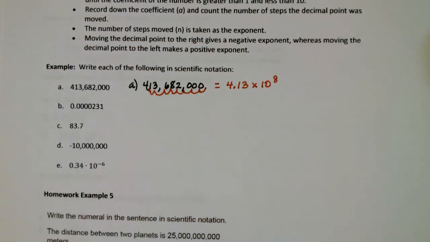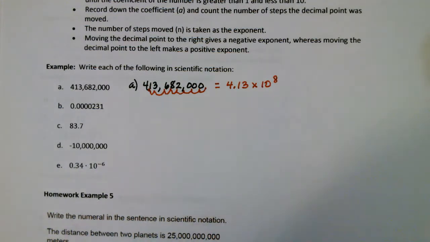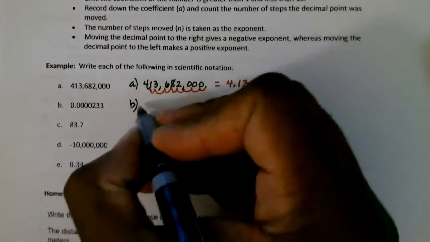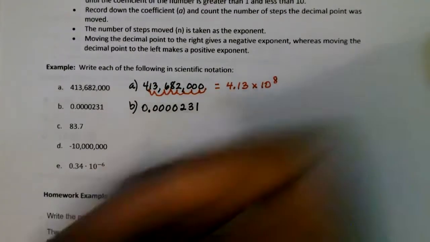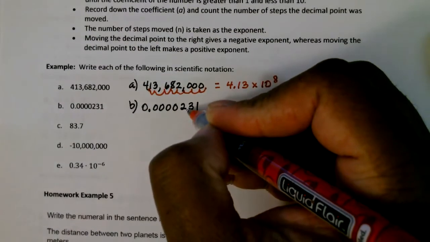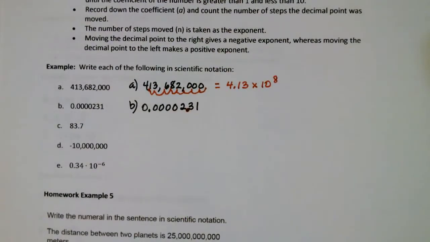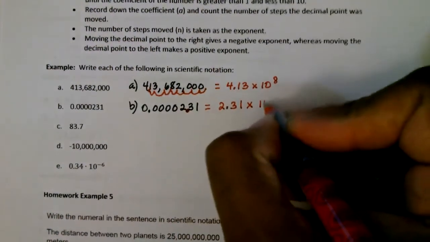Now, in part B, we have a decimal, 0.0000231. Let's put the decimal point behind the very first non-zero number, or the very first non-zero digit in that number. And that very first non-zero digit is a 2, so the decimal point will be behind the 2. So I know I'm going to have 2.31 times 10 to some power.